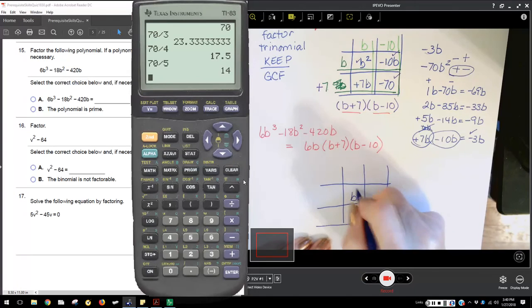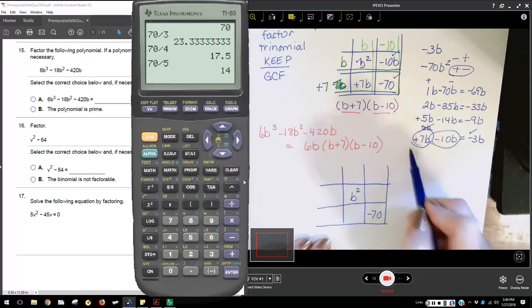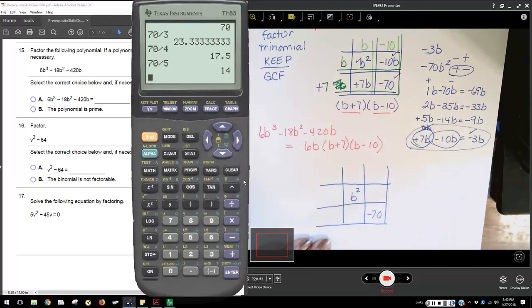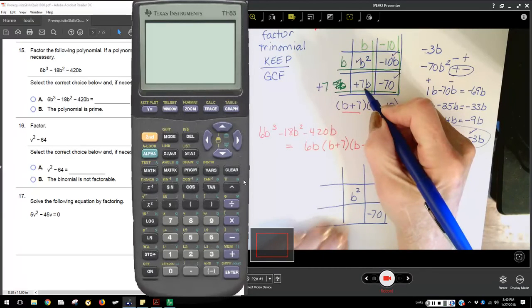We knew b squared went there. We knew negative 70 went here. We did all of this, and we wound up knowing those were the right two terms for these two boxes. I didn't have to put 7b in the bottom box. I could have put it here.